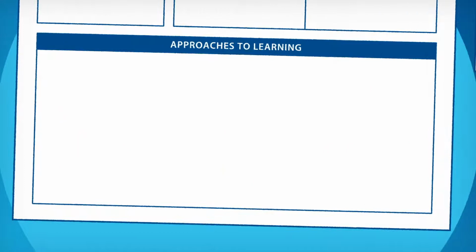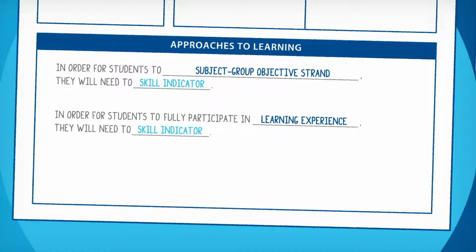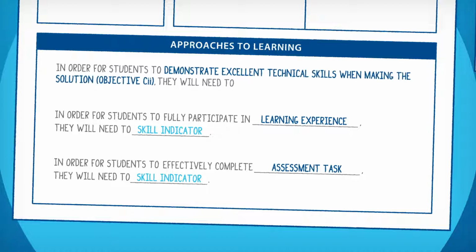When describing the selected ATL skills, it can be helpful to use a writing frame that aligns each selected skill indicator with the specific objective strand, the specific learning experience, or the task that the skill indicator is intended to support. One example of this framework, based on the MYP Year 1 design unit described in previous videos, could identify a specific design objective and a skill indicator that will help students achieve that objective.